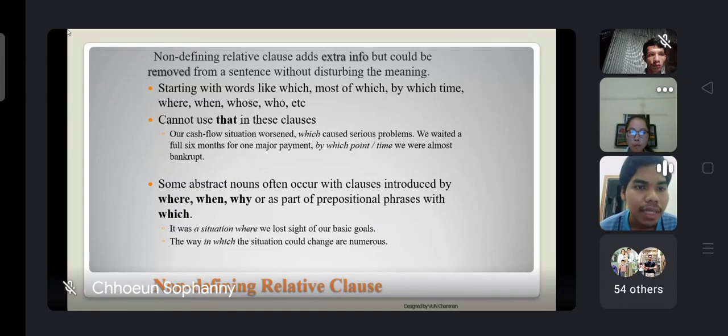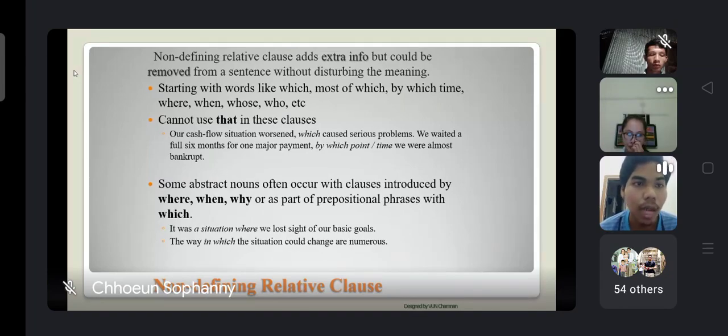Now we move on to non-defining relative clause. Non-defining relative clause adds extra information but could be removed from a sentence without disturbing the meaning. Yes, the words extra information and remove are the main point of the definition of non-defining relative clause. So it starts with words like which, most of which, by which time, where, when, who, etc. And we cannot use that in this clause.